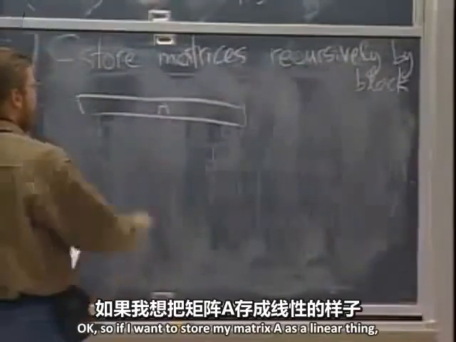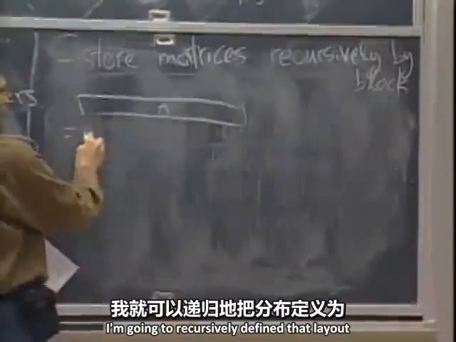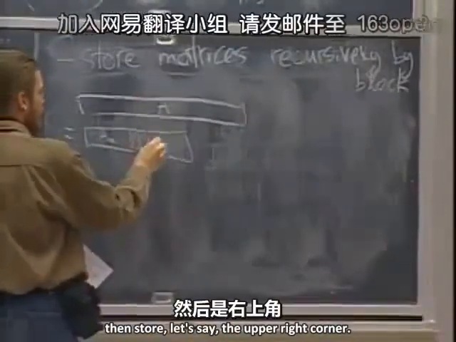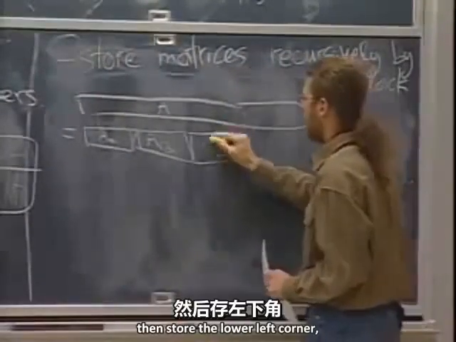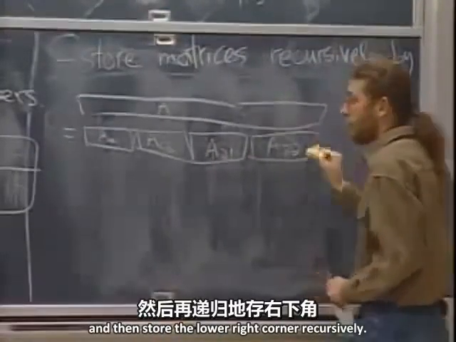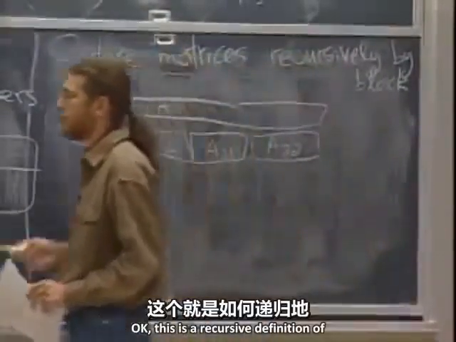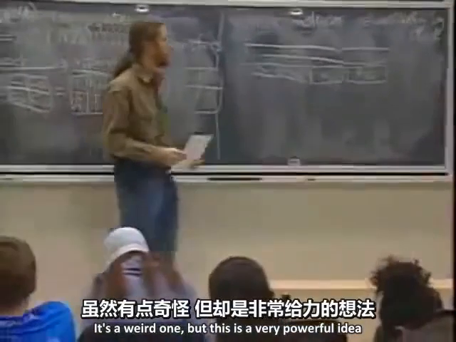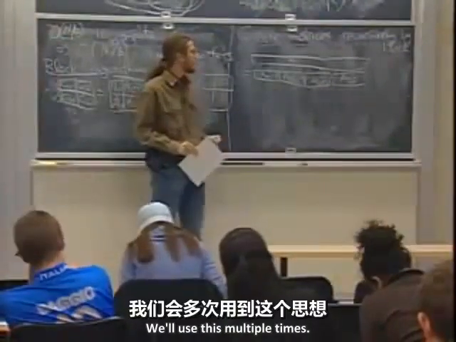Okay, so if I want to store my matrix A as a linear thing, I'm going to recursively define that layout to be recursively store the upper left corner, then store, let's say, the upper right corner. It doesn't matter which order I do these. I should have drawn this wider. Then store the lower left corner, and then store the lower right corner recursively. So how do you store this? Well, you divide it in 4 and lay out the top left and so on. Okay, this is a recursive definition of how the element should be stored in a linear array. It's a weird one, but this is a very powerful idea in cache-oblivious algorithms. We'll use this multiple times.